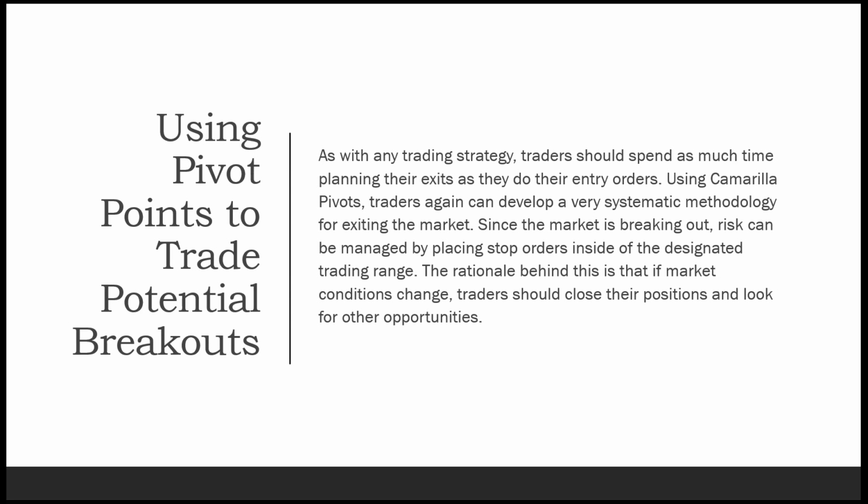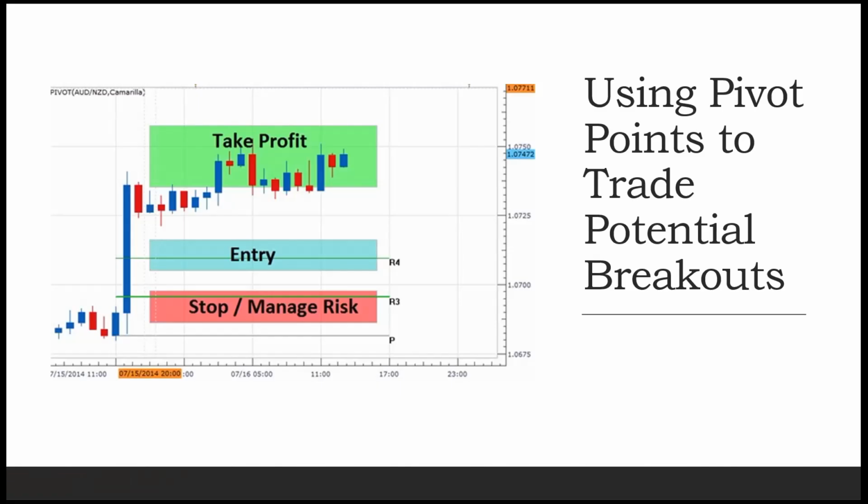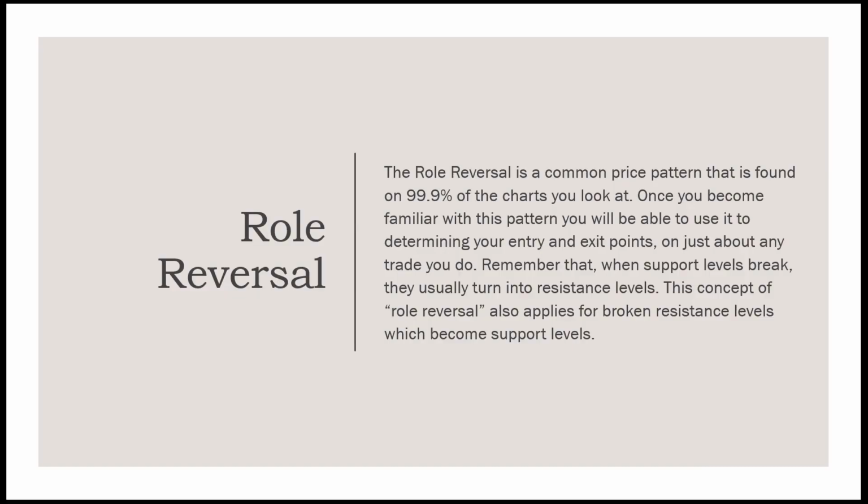But as with any trading strategy, traders should spend as much time planning their exits as they do their entry orders. Using Camarilla's pivots, traders again can develop a systematic methodology for exiting the market. Once the stop is found, traders can then set profit points and do the risk-reward calculations. So in other words, you can see on here, we have our pivot point, our R3, our R4, and our take profit level, all based on a potential breakout and using our pivot points.